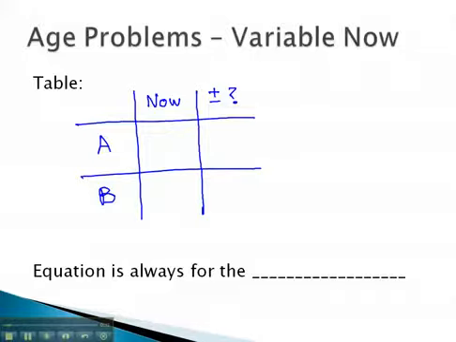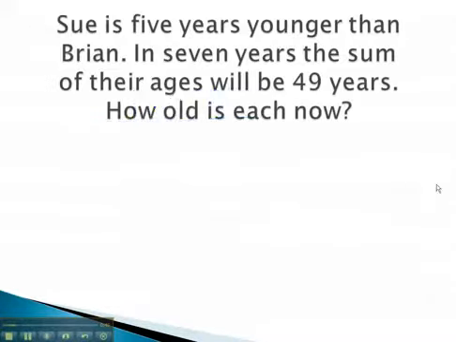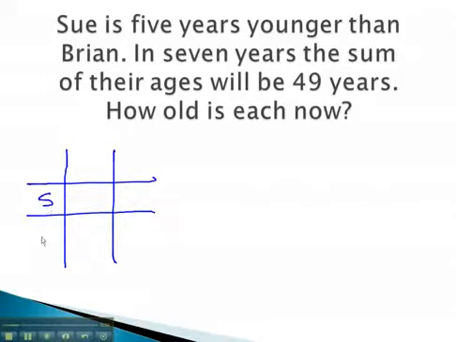Once we have the table filled in, we will consider an equation for either the past or the future. This equation, combined with the table, will allow us to answer the questions. Let's consider an example where we can see this work out. Here, we see that we are comparing two people. We are comparing Sue and Brian.